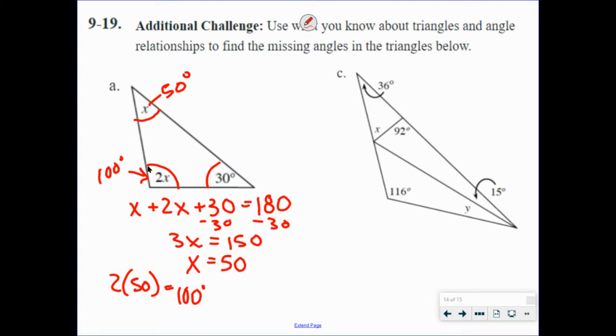And let's double check, does this add up to 180? Well, if we have 100 degrees here, plus 50 degrees, plus 30, yes, it does add up to 180 degrees. All right, so that's how we would solve for those angles. Now let's try this other one.